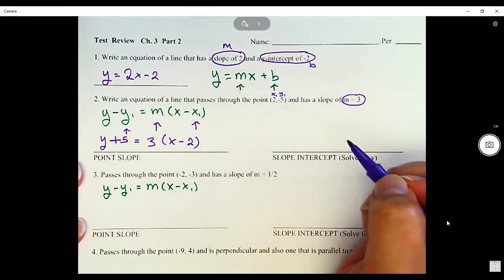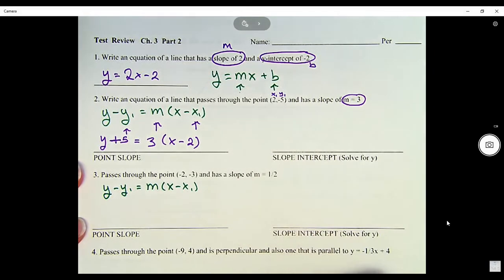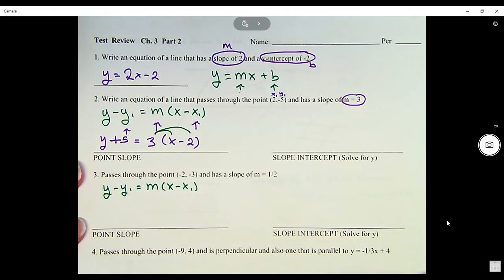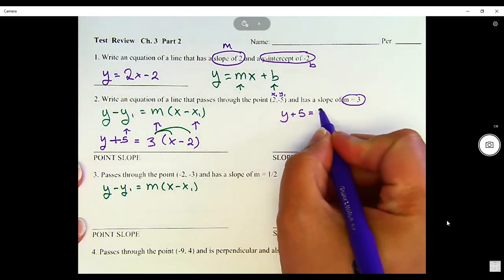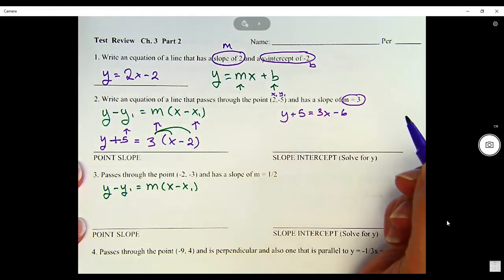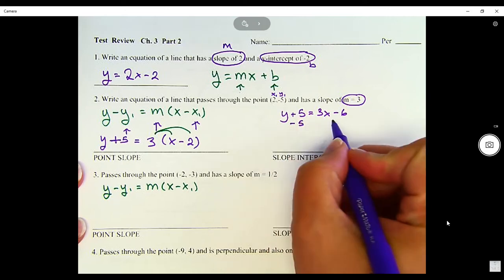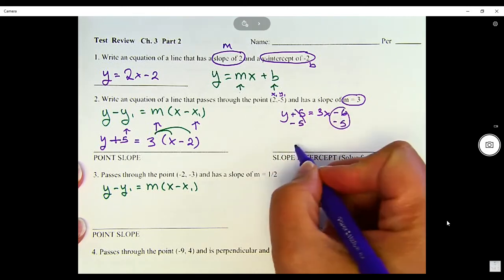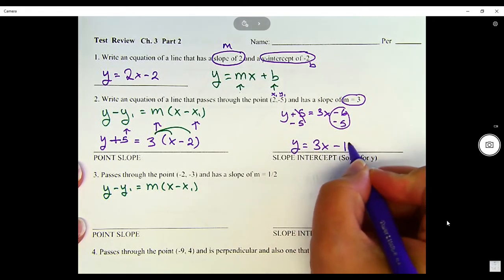And we're going to take 2 steps to change it into slope-intercept form. The first step we're going to do is we are going to distribute that slope. So I'm going to multiply everything on the right side by 3, and I will end up with y plus 5 equals 3x minus 6. The next step is to isolate y. So subtract 5 on both sides of the equation. Here it cancels, here it combines, and we end up with y equals 3x minus 11.